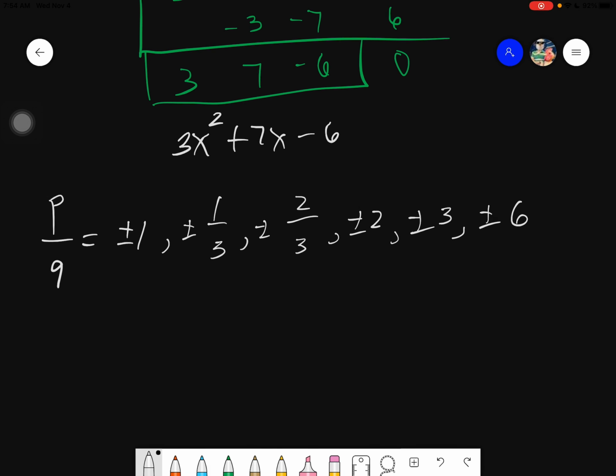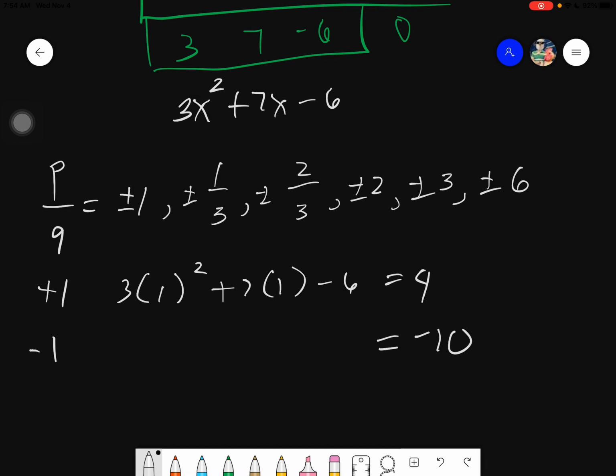Okay, so we have this given. Let's try maybe positive 1 again. Okay, so using positive 1, you will have 3(1) squared plus 7(1) minus 6. Let me just use my calculator. 3x squared plus 7x minus 6. Calculate 1. Okay, this will give you an answer of 4. So, remove that right away. Let's try negative 1. Negative 1 will give you an answer. I will not write it down anymore. It will give you an answer of 10.